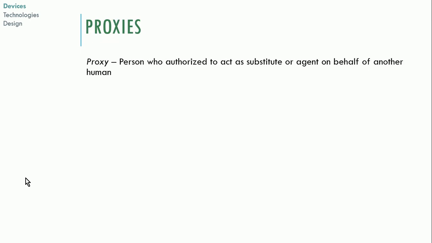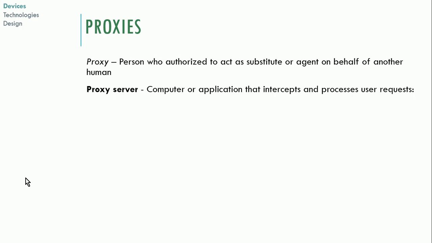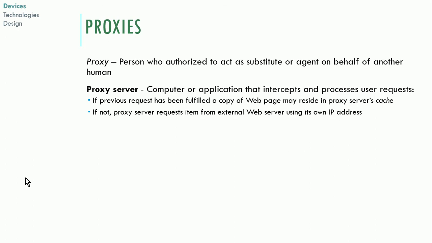All right, so a proxy, moving up the ladder here. This is even a little bit more advanced device. A proxy in English is a person who is authorized to act as a substitute or an agent on behalf of another human. But in computing, when we use the term proxy server, it's a computer application that intercepts and processes user requests. Proxy servers have really become an important part of network security. We use them in a lot of different areas now, and a lot of the firewalls that you can buy today come with some proxy capability that you can use in different ways. I'll talk about some of those here.